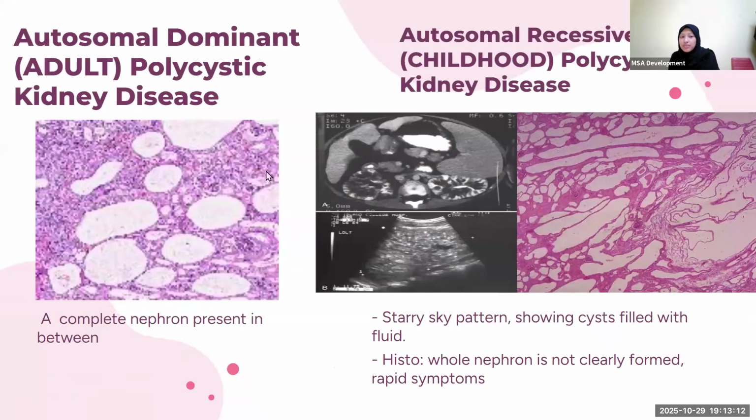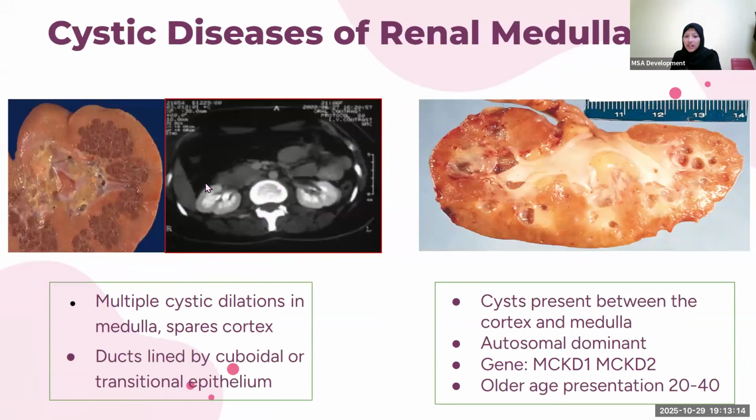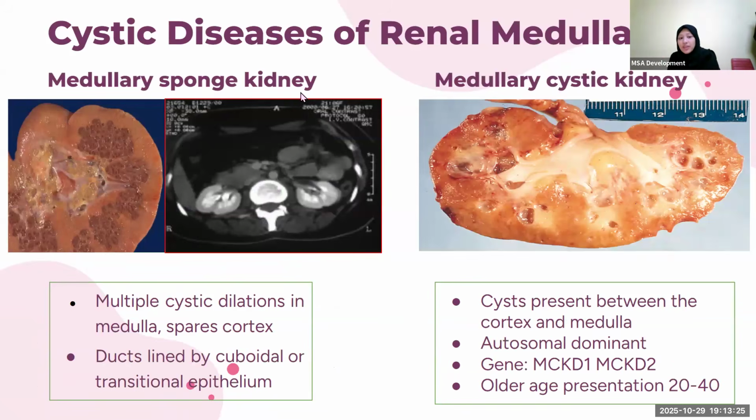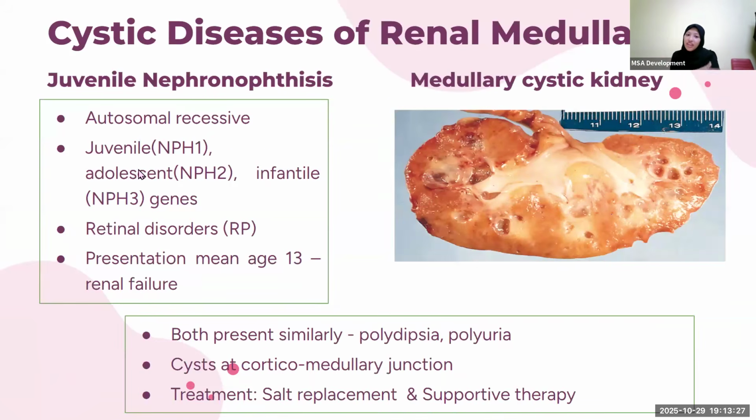Moving on to the medulla, we mentioned that there are three types. There is medullary sponge, the one that is filled in the medulla. Then here it is medullary cystic, only in the junction, and juvenile nephronophthisis, which is early on, and it has retinal disorders as well. Okay. Yeah, these three are renal medulla.